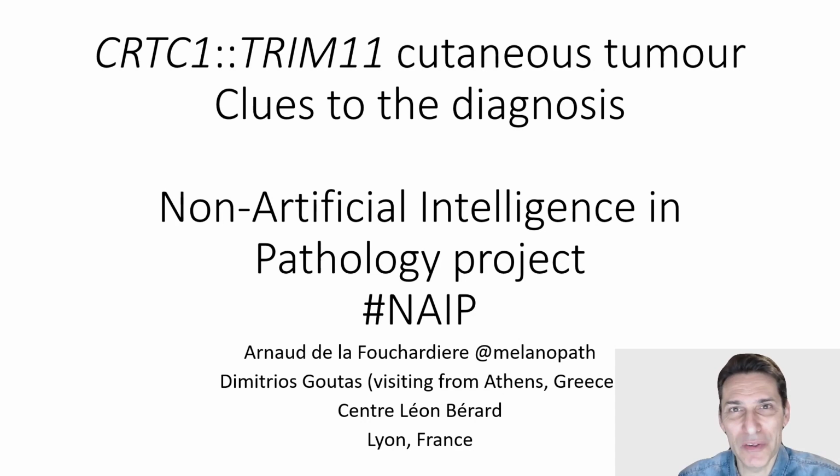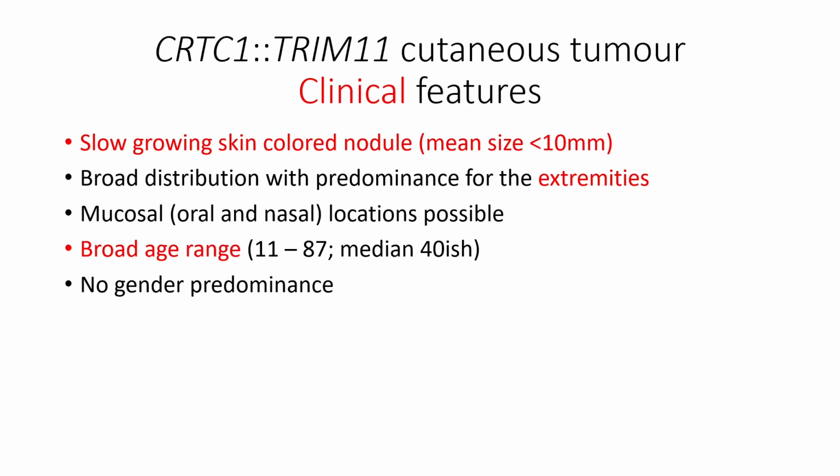Let's start off with the clinical features. These tumors usually appear as a slow-growing nodule that can be located anywhere, but there's more frequency in the extremities. There can be some mucosal localizations, and there's a broad range in the age. It can arise in children or in elderly patients. The median is around 40-ish. There's no gender predominance.